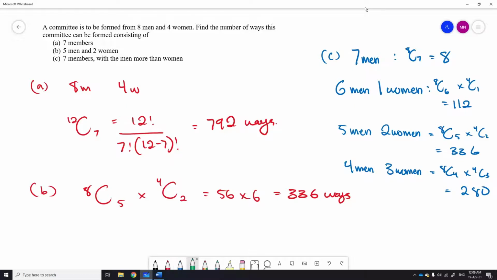So the total number of ways where the 7-member committee has more men than women will be 8 plus 112 plus 336 plus 280. So in total we have 736 ways.